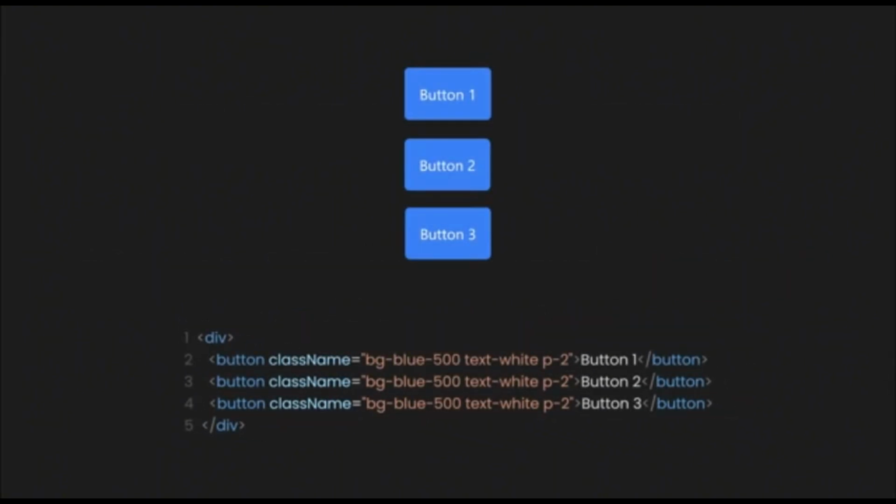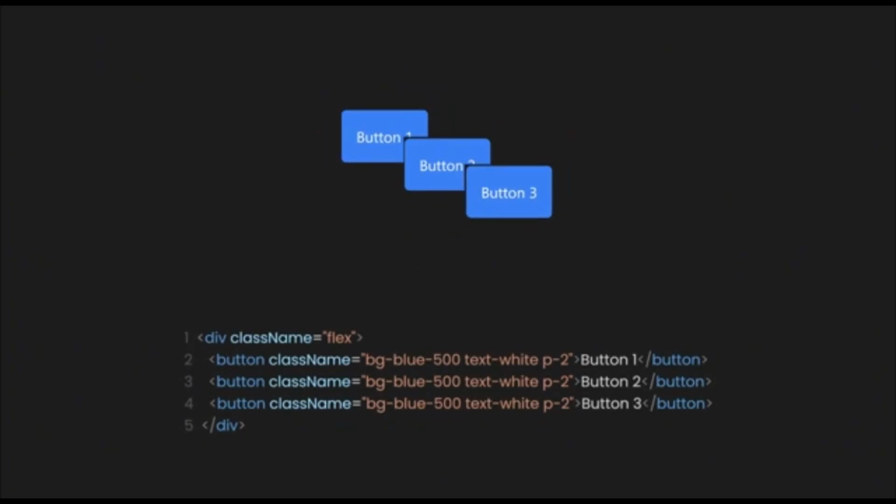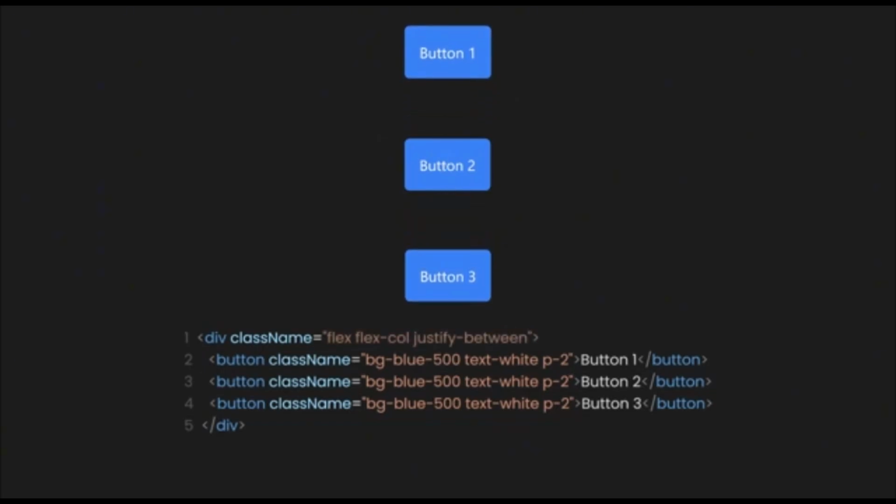For example, if you want to arrange 3 buttons in a row, applying the class flex will display the buttons in a row. If you want to stack them vertically instead, you would use flex-col, meaning the direction of the flex is column. Additionally, Tailwind offers classes for alignment, such as justify-center or justify-between and items-center or items-end, to help you position elements perfectly within your layout.